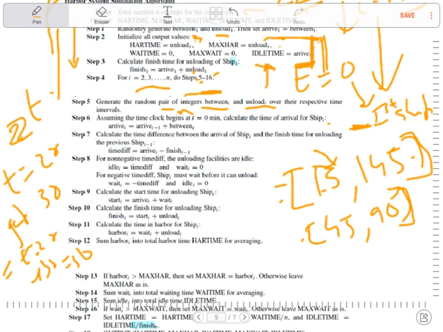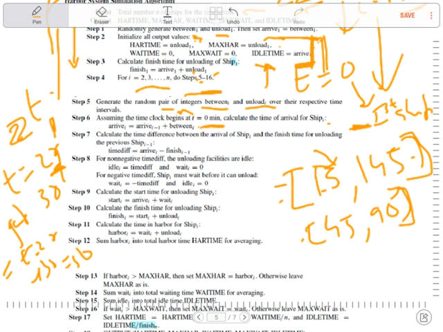How are we calculating it? We consider the arrival time of ship 1, that means arrive I minus 1 plus the time gap between the two. Here the gap between ship 2 and ship 1 is between 1, if we are calculating arrive 2. Similarly for arrive 3 it will be arrive 2 plus between 3, like that. So each and every step this will be repeated.